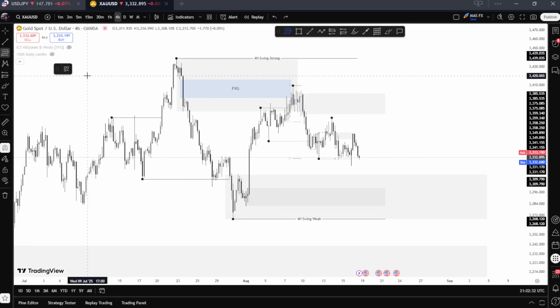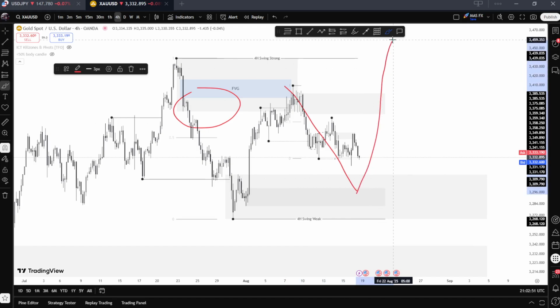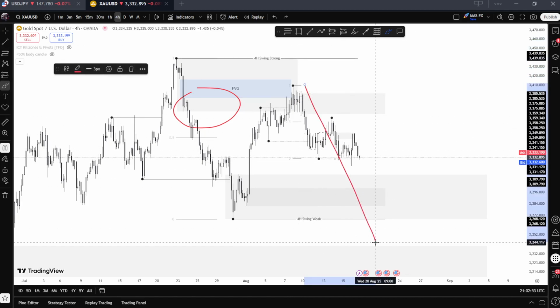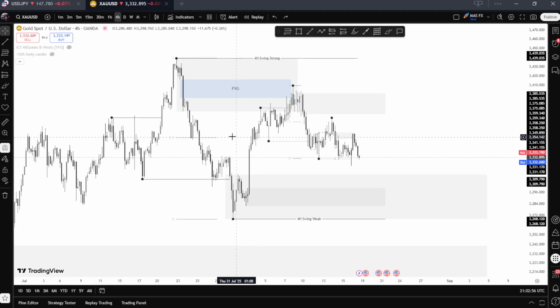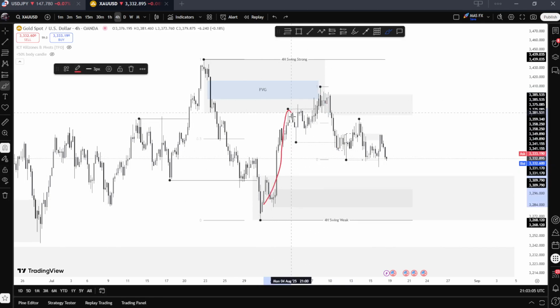So if I take out the premium and discount too, here you can see above this 50% mark of this range is premium prices. So if you are looking to get a reaction, you usually get a reaction from here down to discount. You get a continuation, or we could get the push through. So we push back into the discount, we tap into this fair value gap here, and that gave us a market structure shift from the fractal side of things.